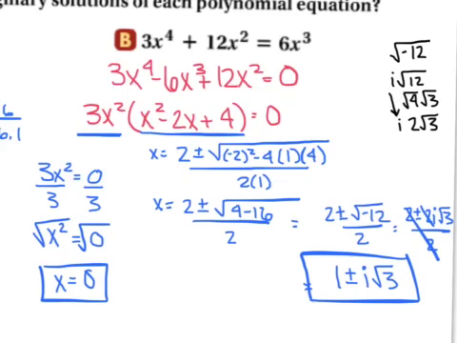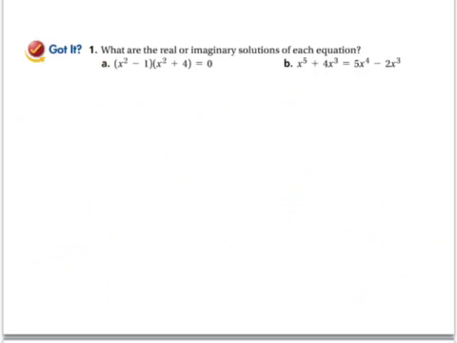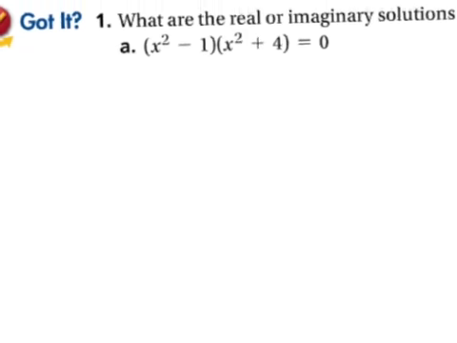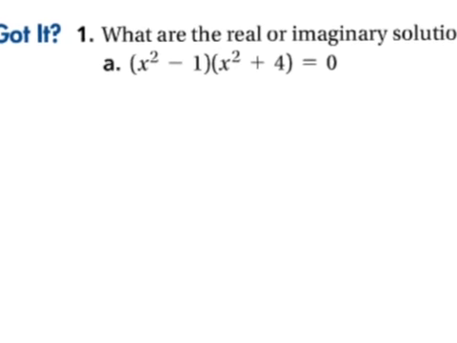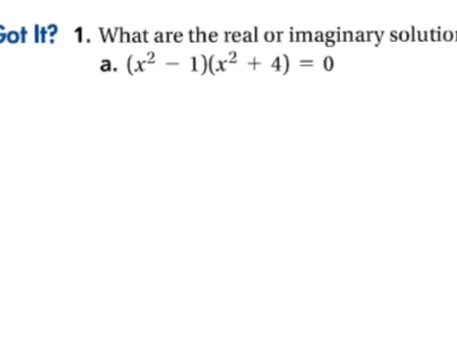The next one you're going to like because it's already factored for you. What are the real or imaginary solutions? Like I said, it's already factored for you. So all you have to do is take each factor and set it equal to 0 to solve. x squared minus 1 equals 0, and x squared plus 4 equals 0.